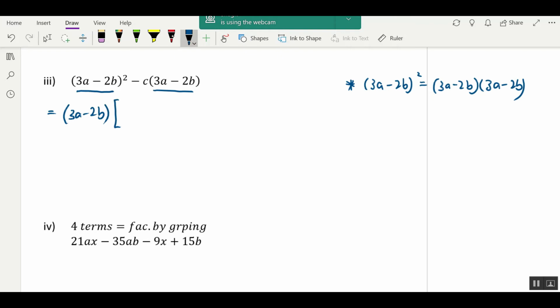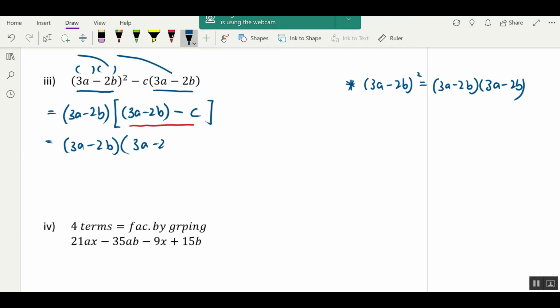This skill you will use very often when you do A Math in upper secondary. When you take out one component of 3a minus 2b, you're left with just one more 3a minus 2b inside, minus c. Because here there are two of them, and you took out one of them. That's why the remaining terms inside the bracket are as such. Then there's nothing you can do on the inside, so let's clean up the brackets. This will be 3a minus 2b minus c. Sometimes the terms inside this bracket can still be factorized, so please be careful.